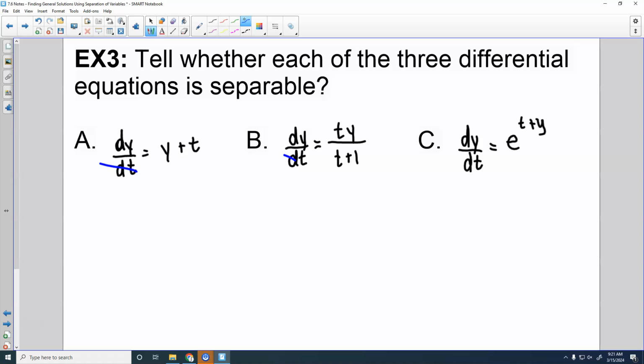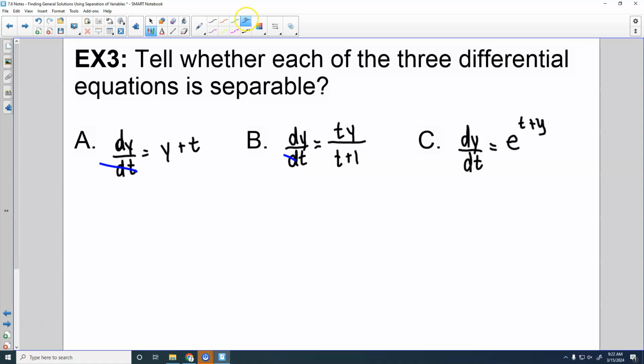All right. What do you guys think about A? Can we separate those? Luke says no. Anybody agree, disagree? What do you think about B? Can you separate B? Or C? Have any ideas? Or do we need to go through them all?